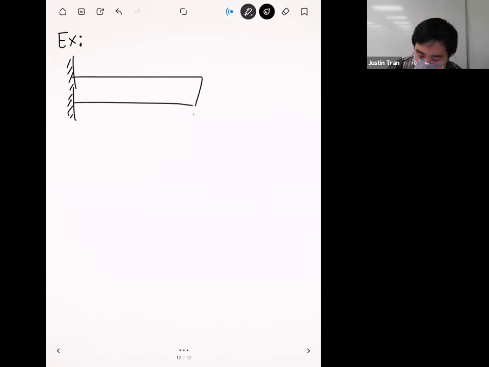Right. And so let's say that we're applying a force at the end of this beam. Let's say the force has a magnitude P. And from this beam, let's say that we have an objective in this analysis to find out what the maximum stress is in this beam.